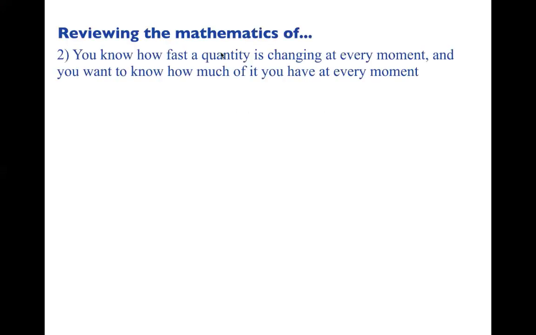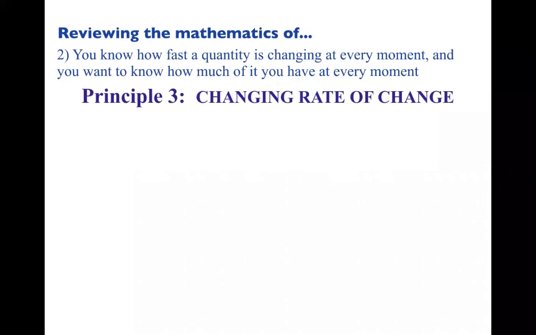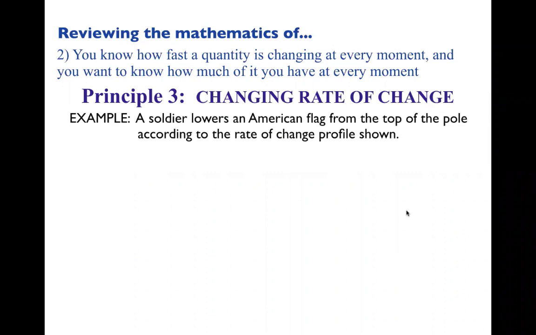All right, so this is our endeavor right now. We are talking about how fast the quantity is changing at every moment. You want to know how much of it you have at every moment. Okay, so the first principle was rate of change, and the second principle was an accumulation function, net accumulation function. So now let's talk about changing rate of change. So far we've really only talked about constant rate of change.